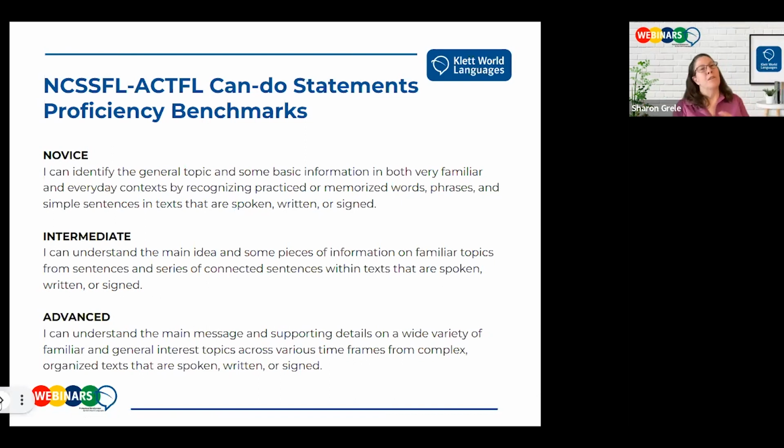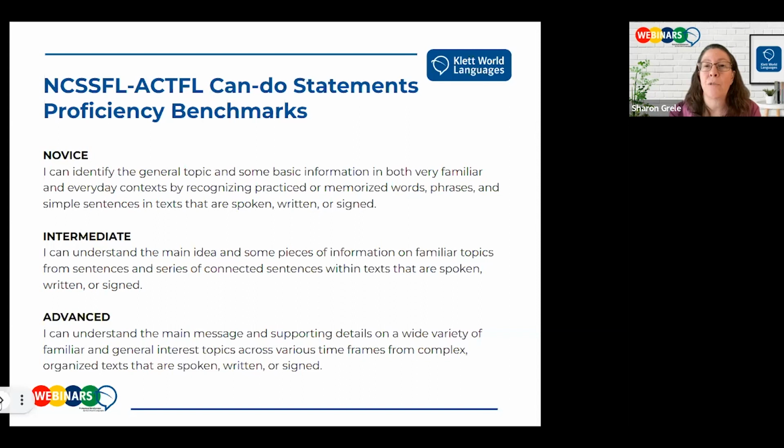Sure, you want me to? So these come right from the actual can-do statements and the proficiency benchmarks. Novices are really at the word and phrase level. They'll recognize some very simple sentences, especially those highly practiced structures and that high frequency vocabulary, the ones that our units are usually built around. Very familiar topics they do well with. They can't do anything abstract, of course, but they can do the concrete pretty well.